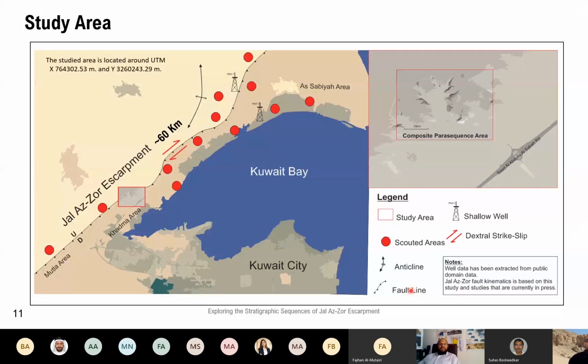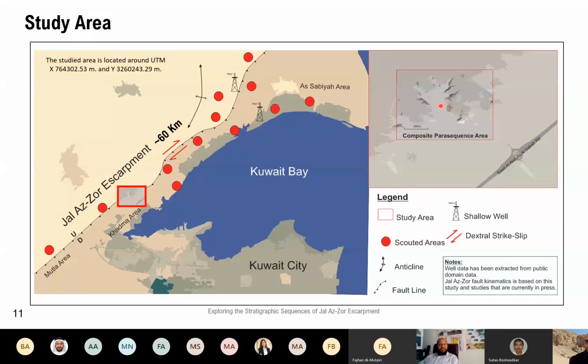So here, basically, you could see we have shown you the study area. The study area is highlighted in the red box. However, we have looked at several areas highlighted by the red dots. These are scouted areas. We have analyzed them as well. However, in this talk, we will just focus on the red box and the main valley that is shown here.